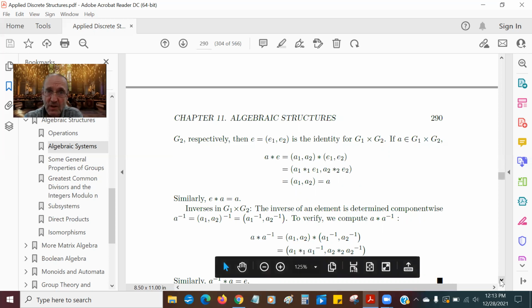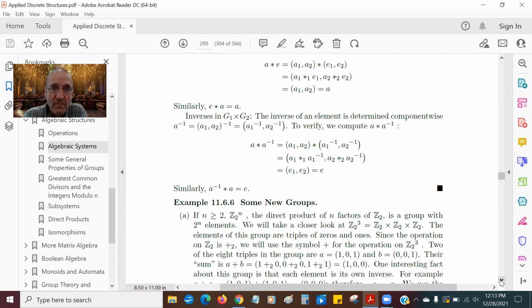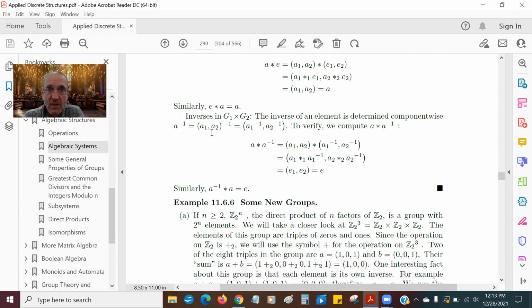And as far as inverses are concerned, again, it's going to be very similar. We're going to have that A inverse, which is the inverse of (A1, A2), is just going to be (A1 inverse, A2 inverse). But how did they get from here to here? How do you see that this inverse is equal to that?